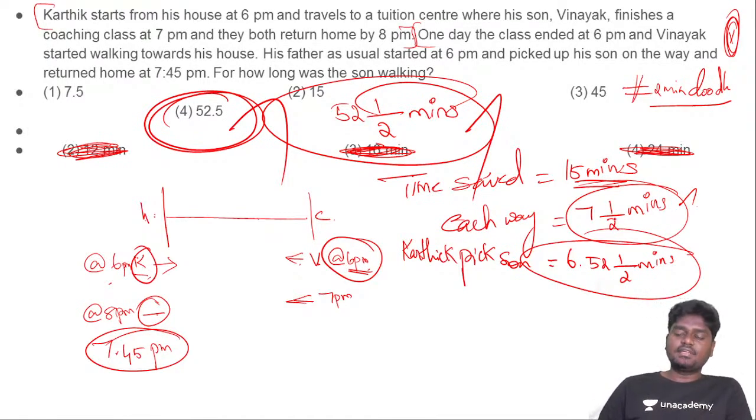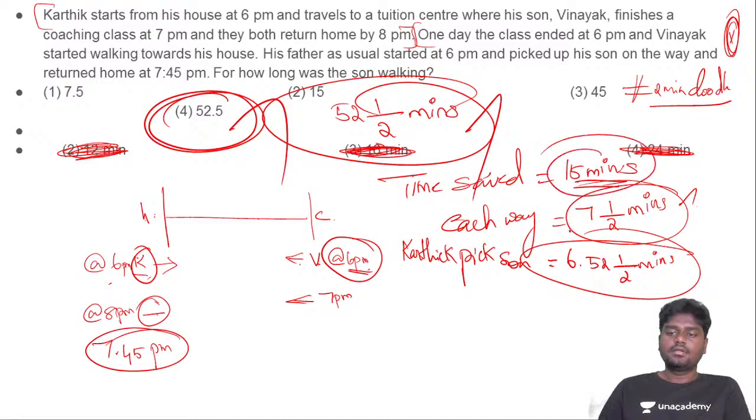So each way he saves 7.5 minutes, from home to his tuition and tuition to his home. The total time saved is 15 minutes. Right? So if you subtract, his travel time is 1 hour. If you subtract 7.5 minutes from 1 hour, you get a total of 52.5 minutes. That's it. Is that clear? That's why I ruled out the last options. So the right answer is 52.5.